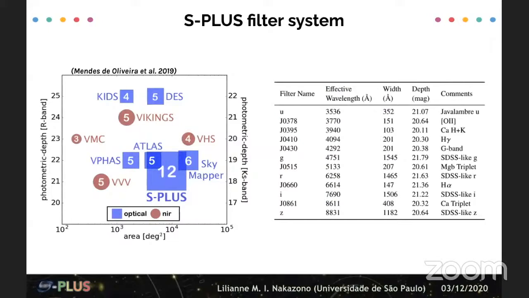Here I show you the photometric depth and coverage area of S-PLUS and how it compares with other surveys. The shape size here scales with the number of filters. For the narrowbands, the photometric depth is typically 20.5 magnitude, except for H-alpha, which is above 21 magnitudes. For broadbands, it's typically 21.5, except for the z-band, which is 20.6 magnitudes.